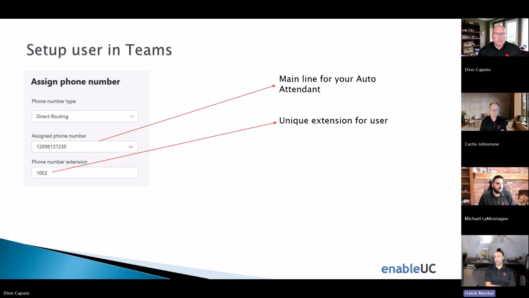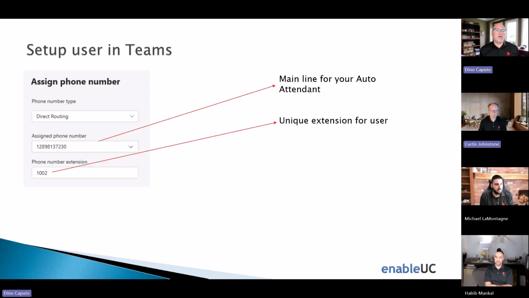Does it work with any of the other models as well, like calling plans or Operator Connect? Yeah, under direct routing, this has always kind of worked. This is nothing new, but what's new here is that with shared calling, you could enable this scenario under calling plans and Operator Connect, because prior to shared calling, you had to give everybody a DID to make and receive phone calls.